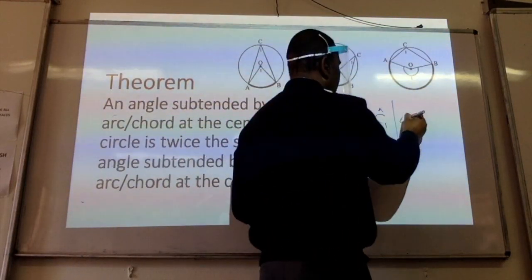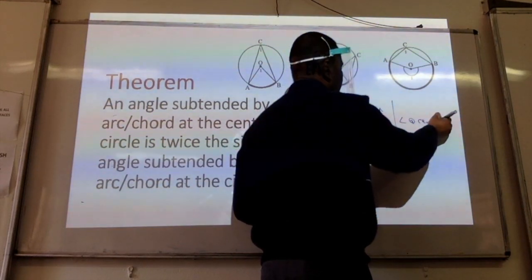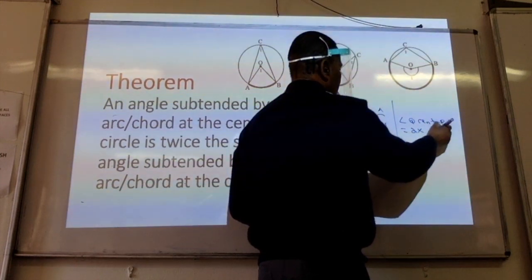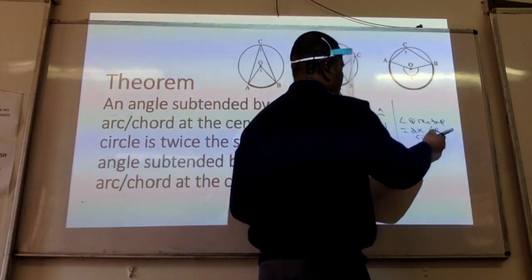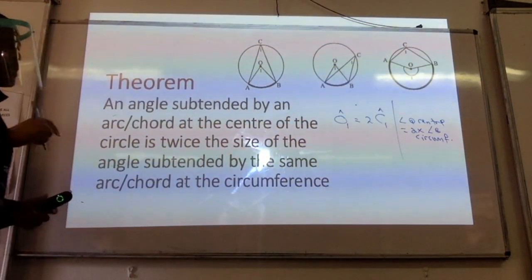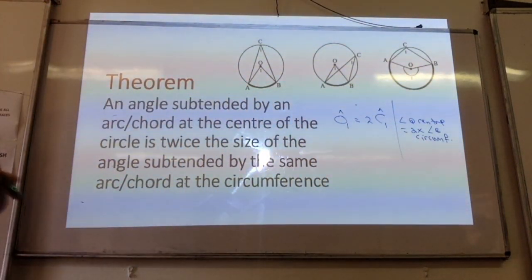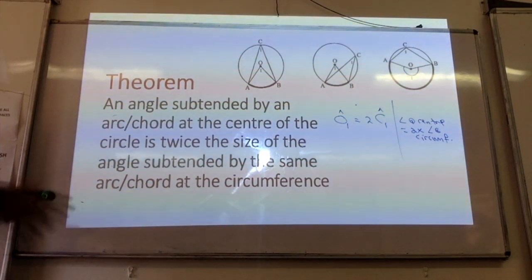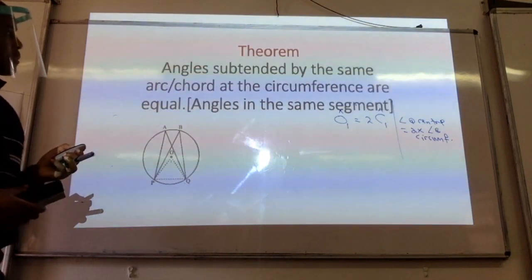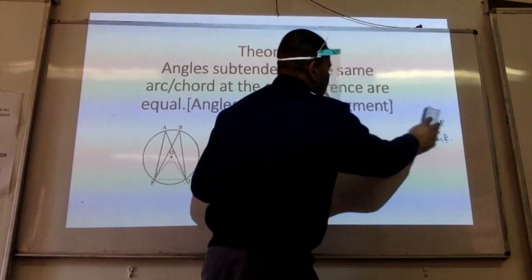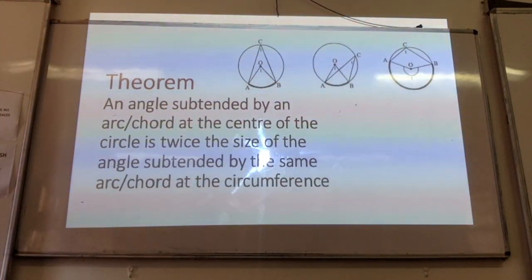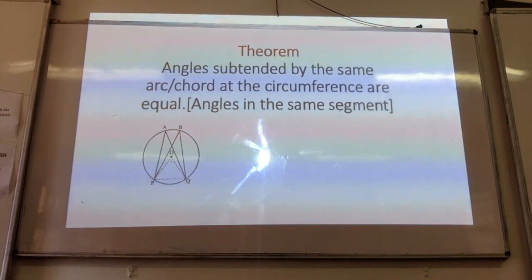So you're going to say angle at center equals 2 times angle at circumference. Okay, good. Right, so the angle at the center is 2 times the angle at the circumference. You need to do that. You don't have time to write a whole paragraph like that. Okay, the next one after this is related to this one. It comes from this one really.